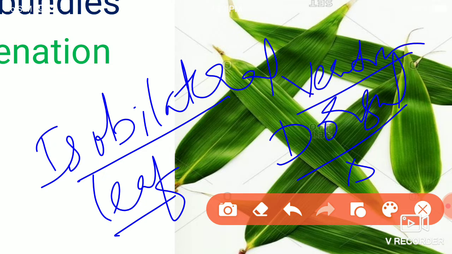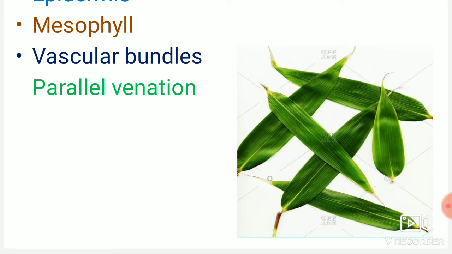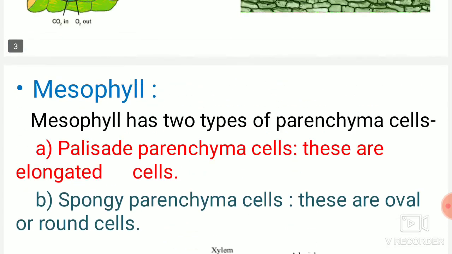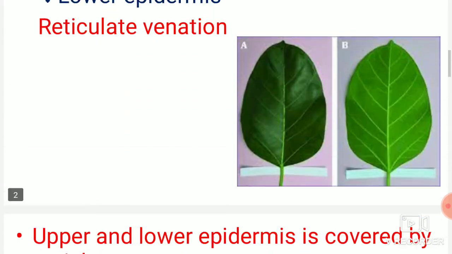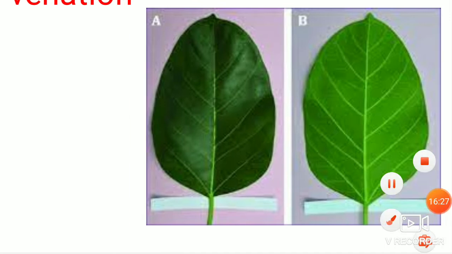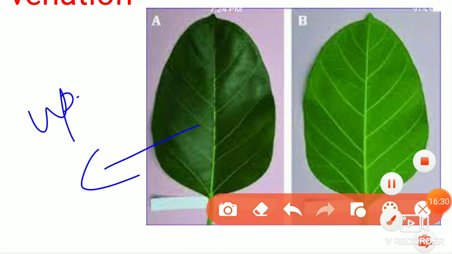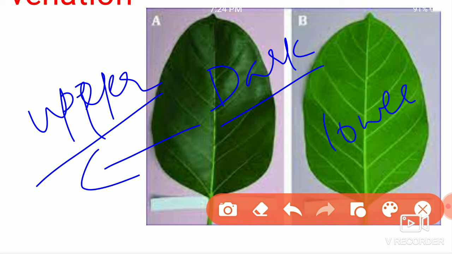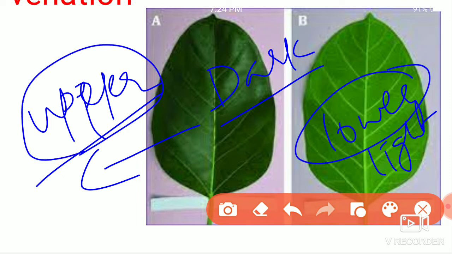So it is called iso, same, bilateral, side by side. On both surfaces they are the same. But in the case of the dicot leaf, the dorsal side is dark in color and the ventral side is light in color. Dark green, light green, you can see here. In the dicot leaf, this is the upper surface, dark green. This is the lower surface, light green. So we can differentiate which is the upper surface and which is the lower surface.